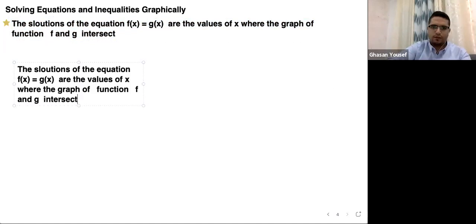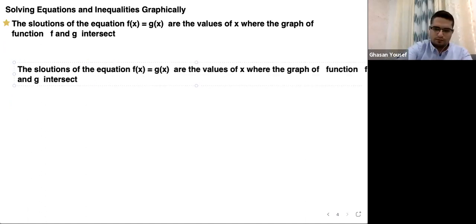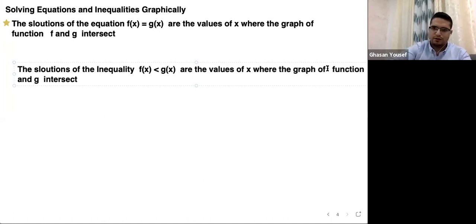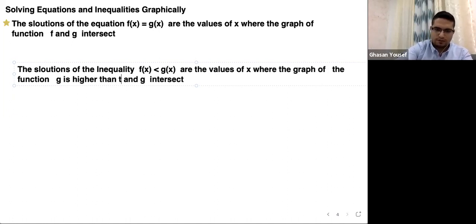The solution of an inequality, not an equation: f of x less than the second function g of x, are the values of x where the graph of the function g is higher than the graph of the function f.